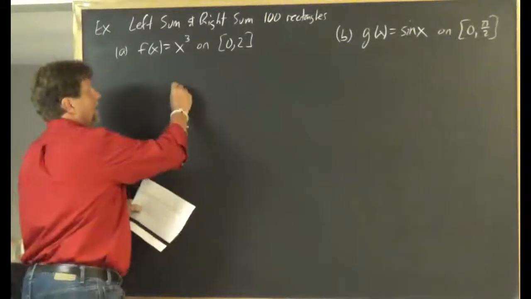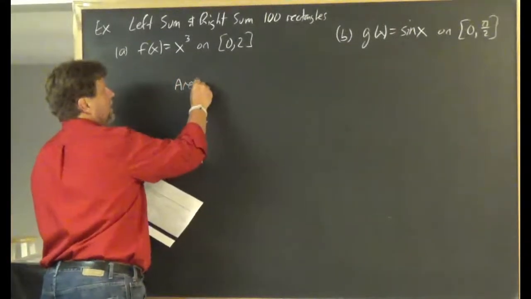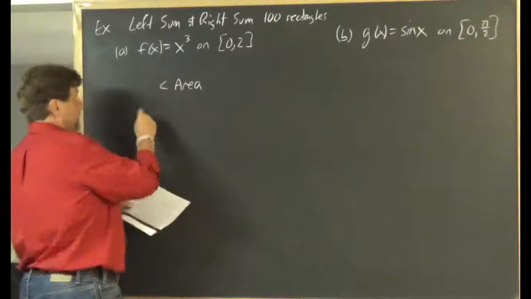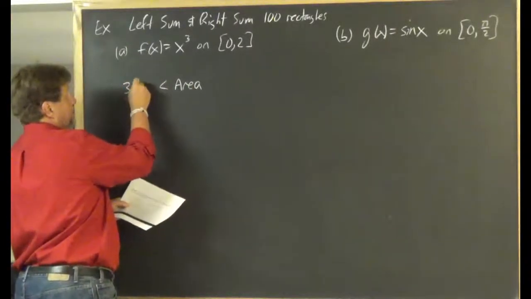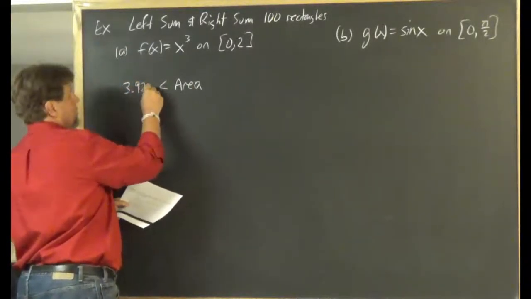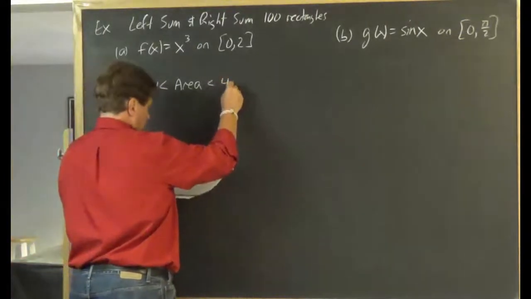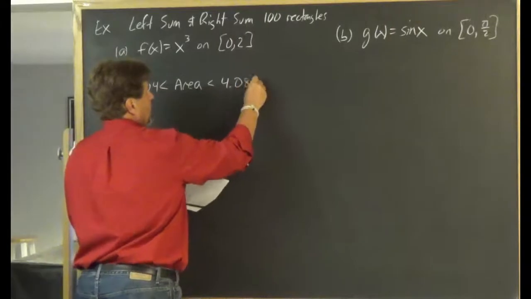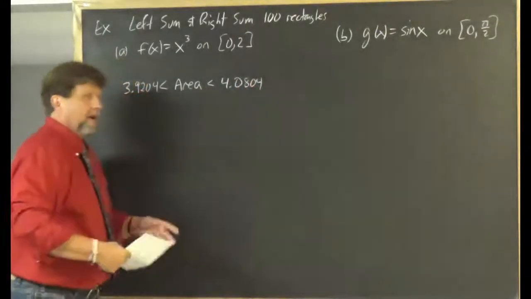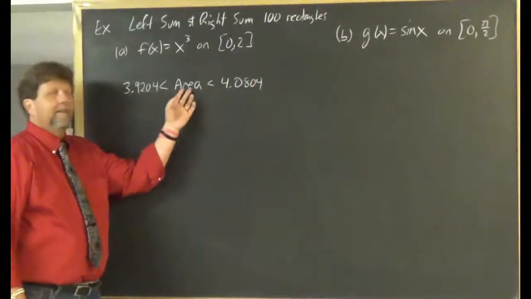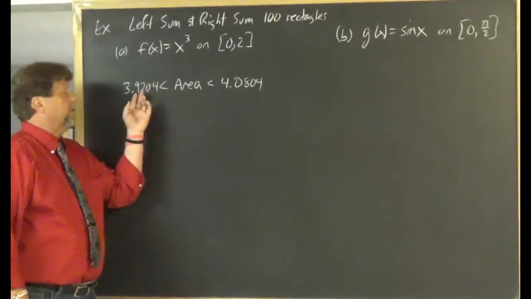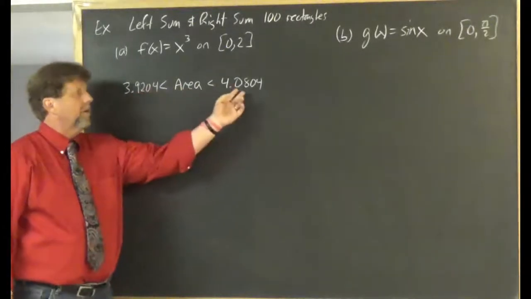You should be able to write a compound inequality that you know the area. Well, the left sum for part A was 3.9204, and the right sum was 4.0804. So you can write a compound inequality that the area is somewhere between 3.9204 and 4.0804.